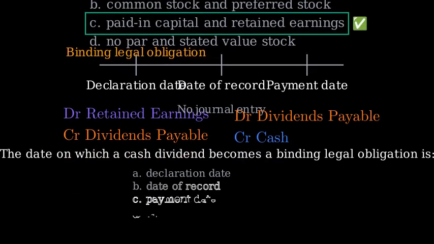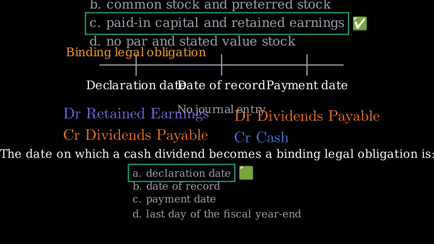Second question. The date on which a cash dividend becomes a binding legal obligation is which one? Option A, declaration date. Option B, date of record. Option C, payment date. Option D, last day of the fiscal year end. The correct answer is option A, declaration date.